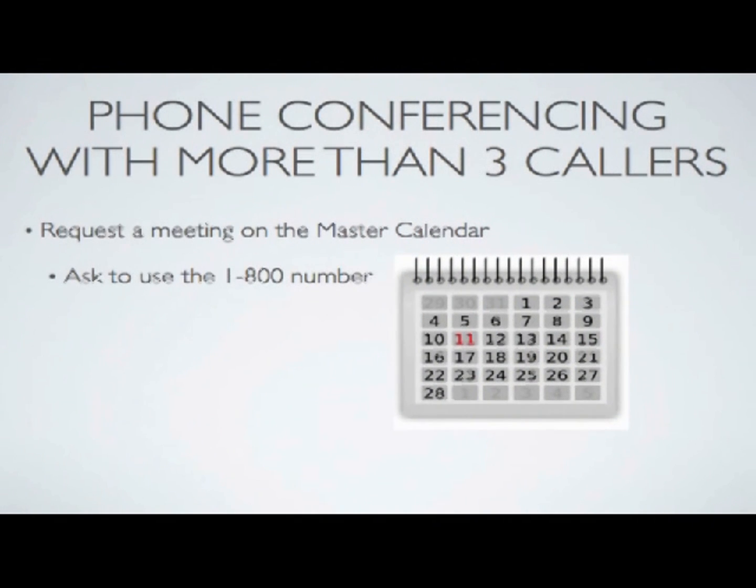Now we'll cover how to make a conference call with 4 or more callers. In order to do this, the first step is to request a meeting on the master calendar asking to use the 1-800 number. The master calendar web address can be found in the instruction booklet, or simply go to bit.ly/HSOP calendar. You should make the meeting request at least 48 hours in advance.